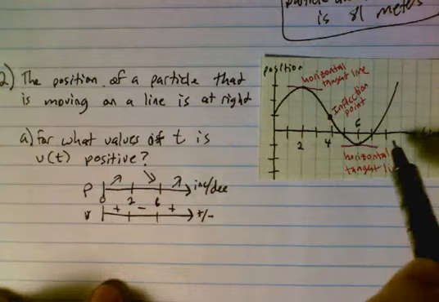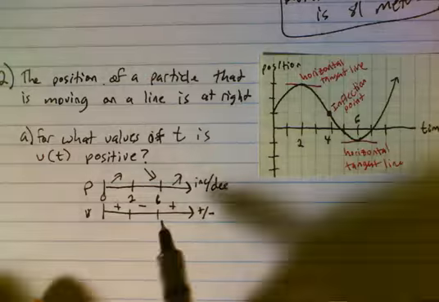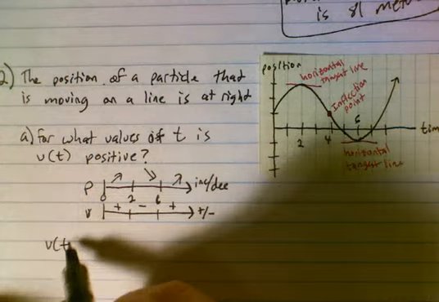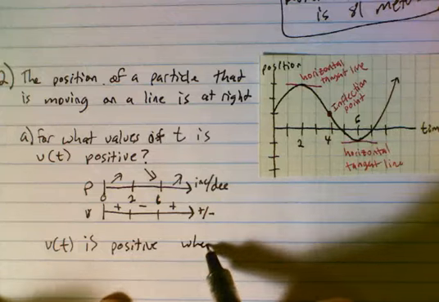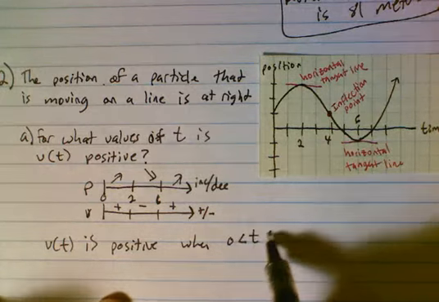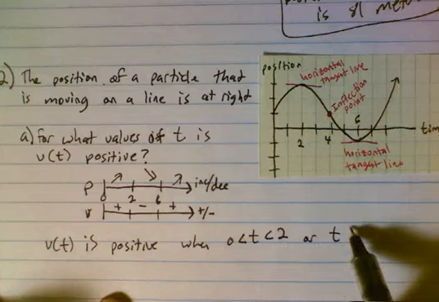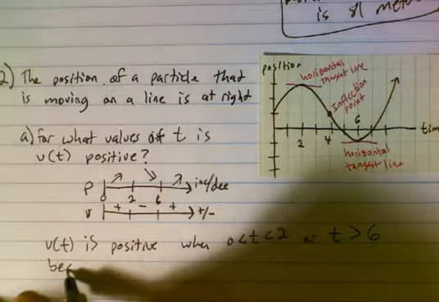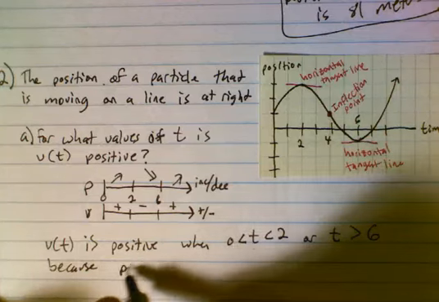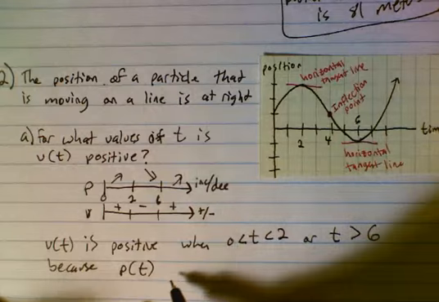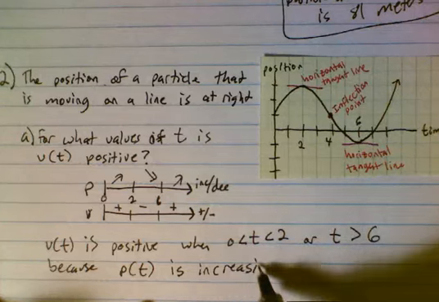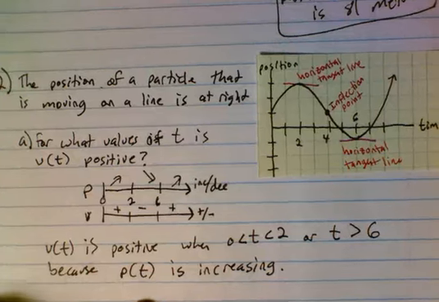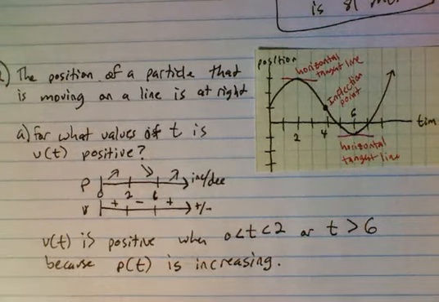Let's see, this should have a little arrow saying it goes off forever. So v of t is positive when t is between 0 and 2, or t is greater than 6, because the position is increasing. So a little bit of a different direction than we've gone before, but it's still the same idea. We're still doing our same translations.